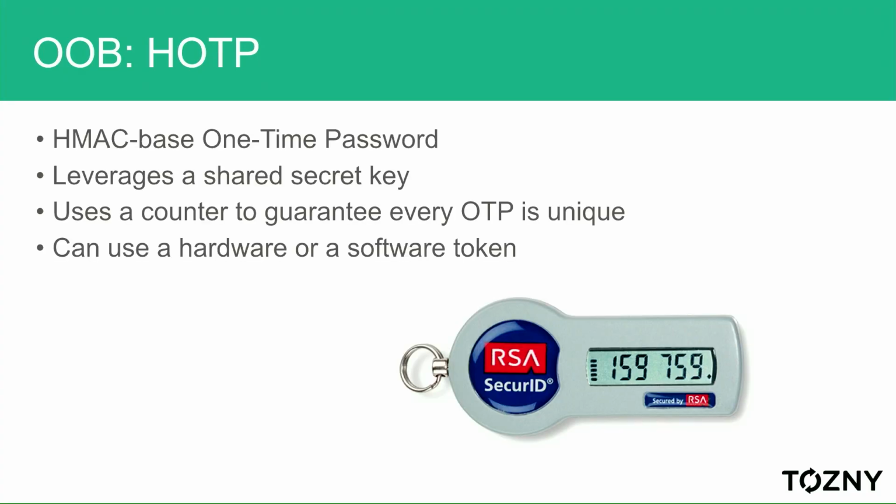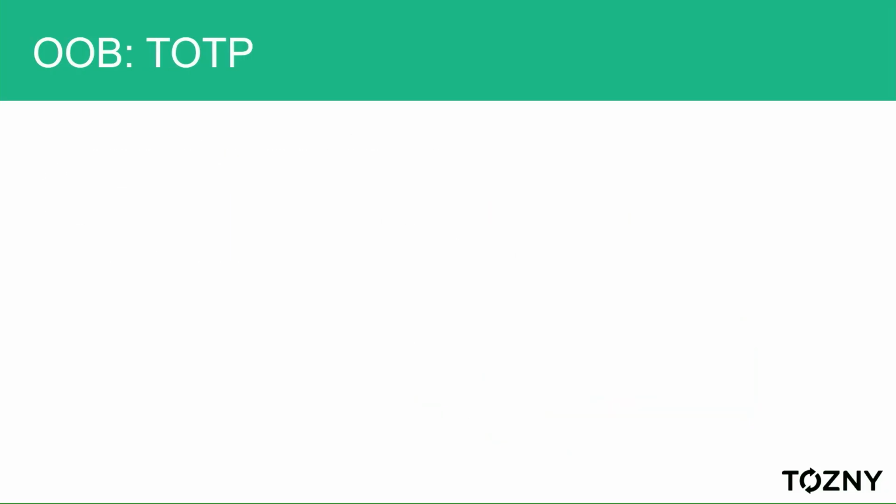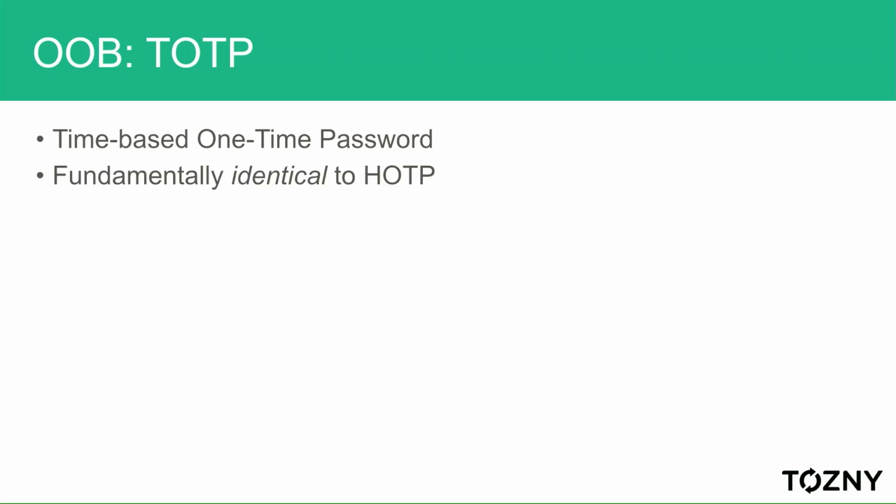The next example is TOTP, which is very similar to HOTP, except it is a time-based one-time password. But it is also fundamentally identical to HOTP. HOTP uses an HMAC key that is shared between the client and the server. TOTP also uses an HMAC key that is shared between the client and the server.